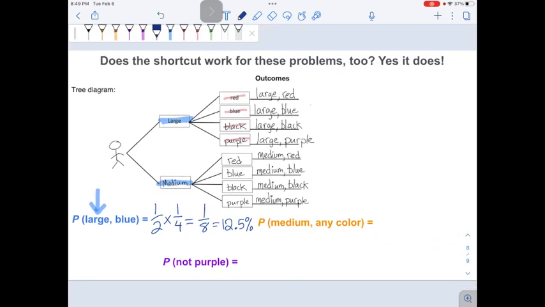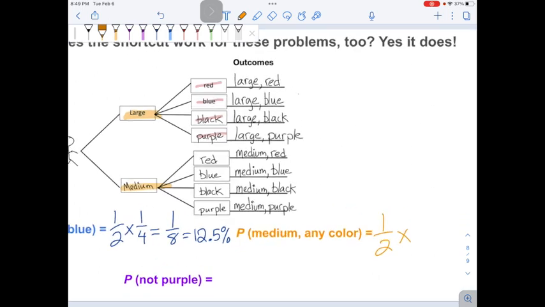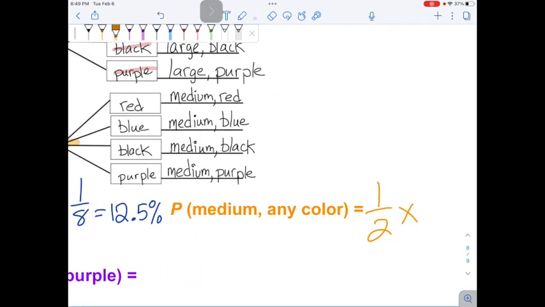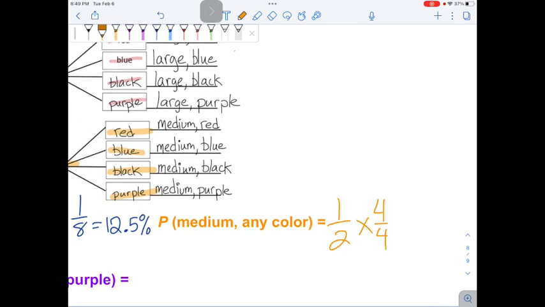What about for medium, any color? Well, if large is 1 out of 2, then medium, there were 2 sizes. Medium was 1 out of 2, and any color. That means you can choose all of them, but individually. Red counts, blue counts, black counts, purple counts. All 4. 4 out of 4 options. Multiply across, 4 and 8, that's 1/2. There's our 50%.